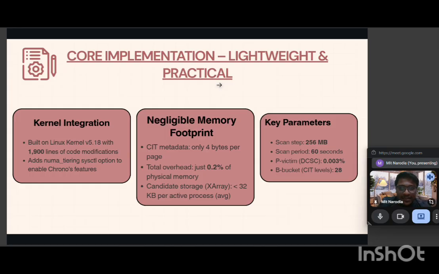And here we choose buckets as 28. What is a bucket? It's just like a basket. When Chrono measures how hot a page is, it puts it into one of the 28 different baskets, from very hot to very cold. This helps Chrono to build a picture of the whole system.